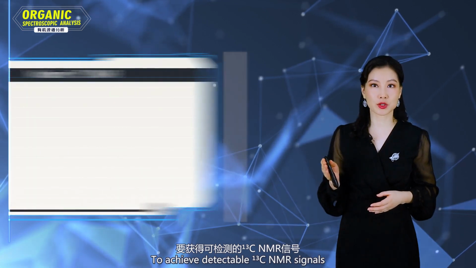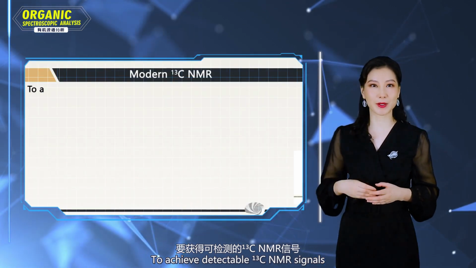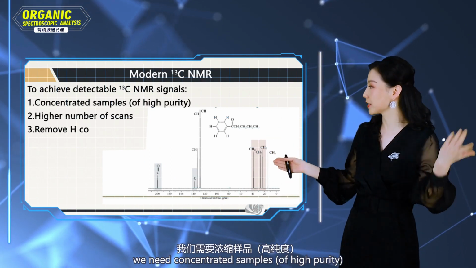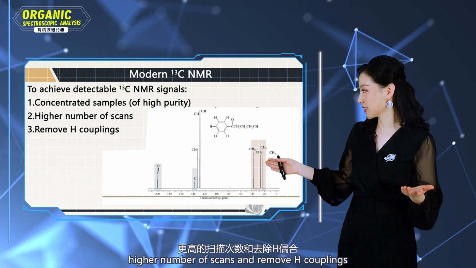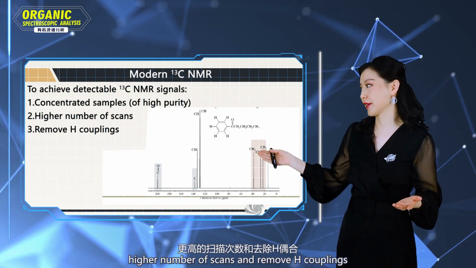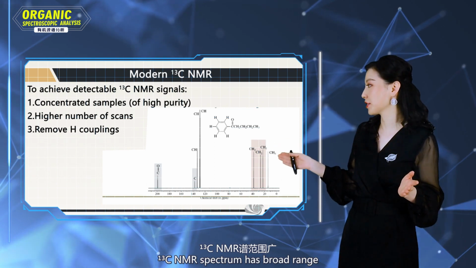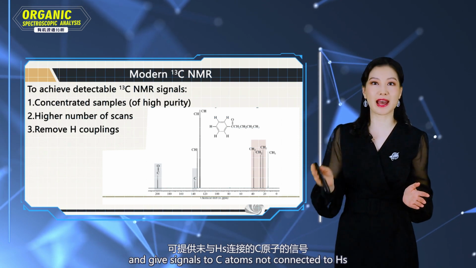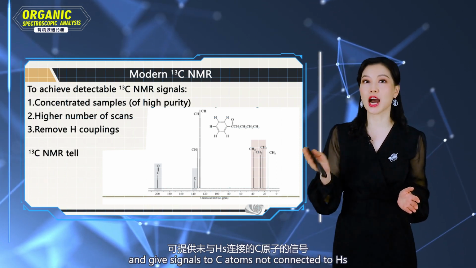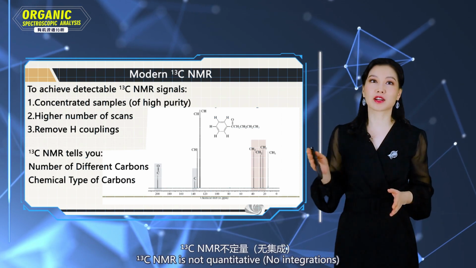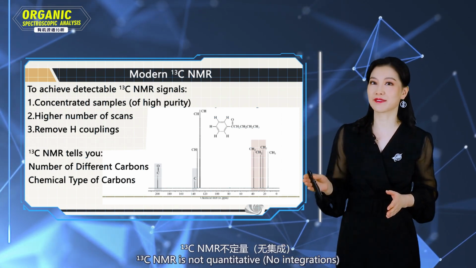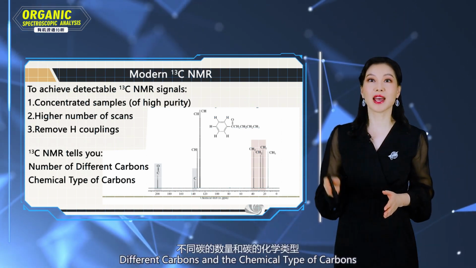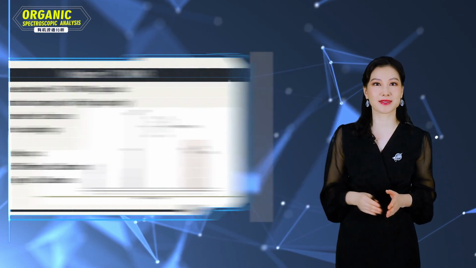To achieve detectable carbon-13 NMR signals, we need concentrated samples of high purity, a higher number of scans, and to remove hydrogen couplings. NMR carbon-13 spectra have a broad range and give signals to carbon atoms not connected to hydrogens. NMR carbon-13 is not quantitative, and it tells you the number of different carbons and the chemical type of carbons.